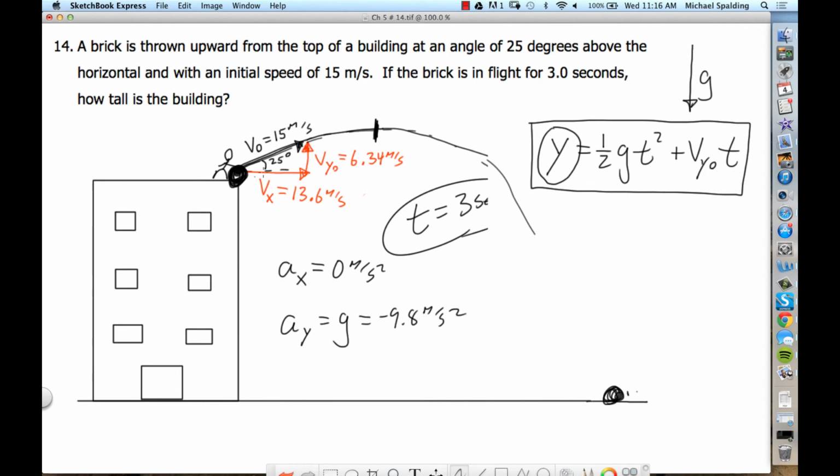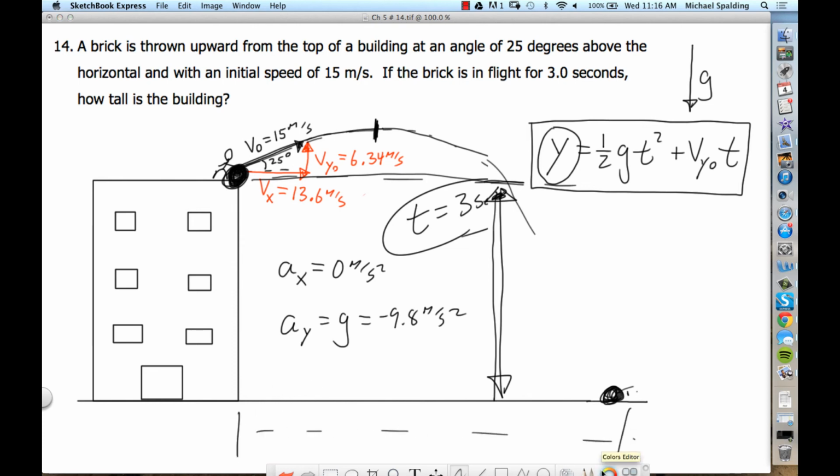What is the vertical displacement going to be? It's going to be this right here, which happens to be what? The height of the building, right? In these kinematics, y and x, they are displacements. They care about starting point and ending point and the vertical distance in between. Or if you're in the x direction, the horizontal distance in between. Does that make sense? Y is a displacement.